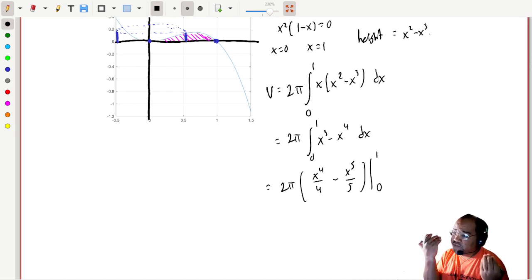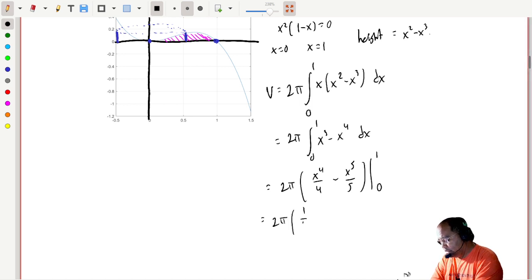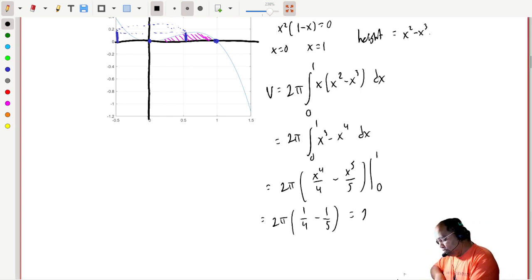And thankfully, evaluating at 0 will give us 0. So what are we really left with? 2 pi times a fourth minus a fifth. And if you use a calculator, or you can work it out here, well, a fourth, a common denominator would be like 20 here. So a fourth is 5 over 20. A fifth is 4 over 20. Okay, you'll have 2 pi times 1 over 20. And the volume you need is pi over 20.